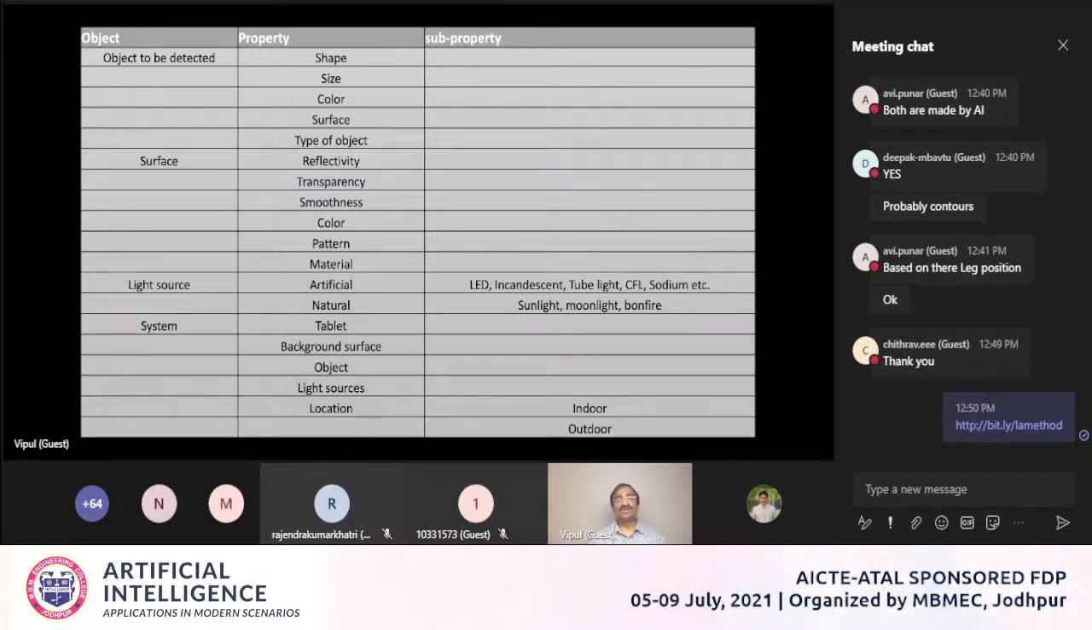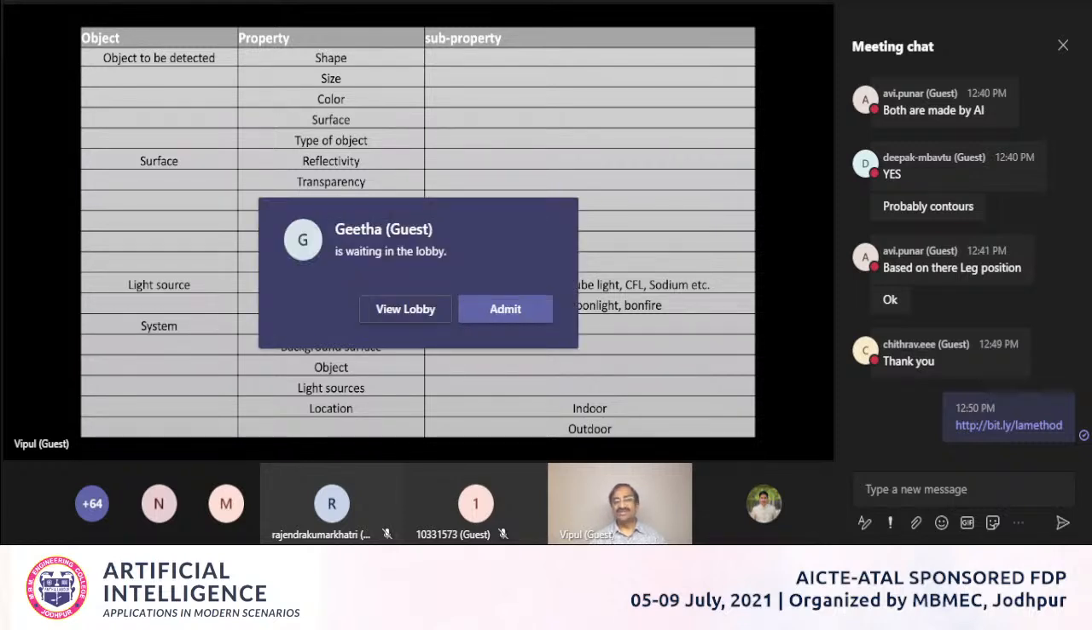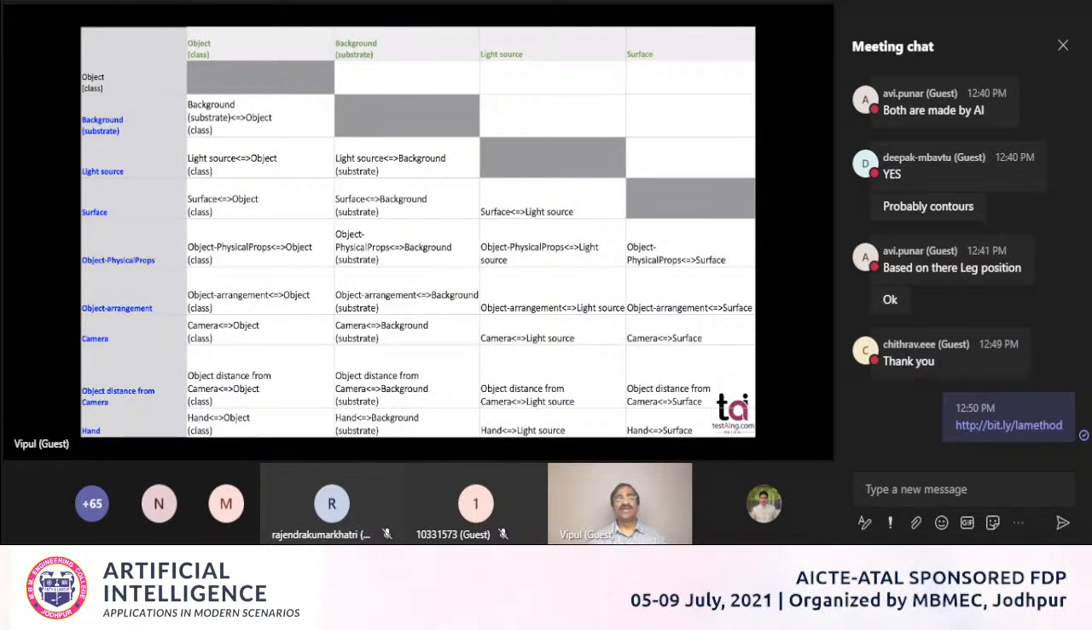So in this case, what I did was I started writing all these different variations that are possible. For example, for an object, there can be different shapes, sizes, colors, surface, type of object. Surface has reflectivity, transparency, smoothness, color, pattern, material. Light sources could be artificial, natural, systems, and so on. Now, all of these combinations, you cannot do all the combinations. So you can try to do pairwise testing. For example, background light sources with object, and you can say these kind of combinations I'm interested in.